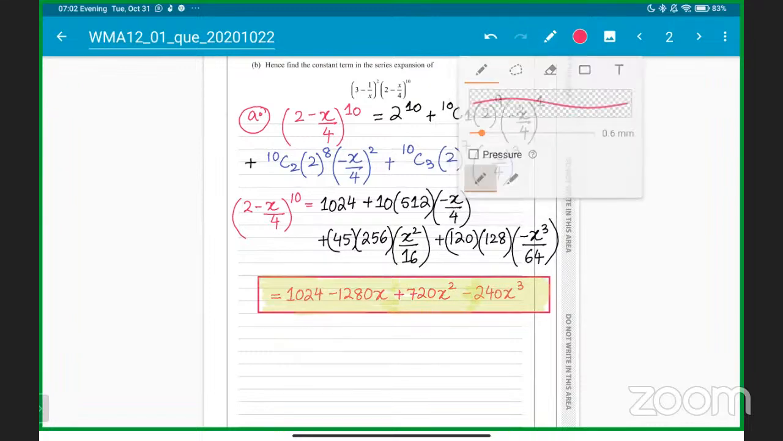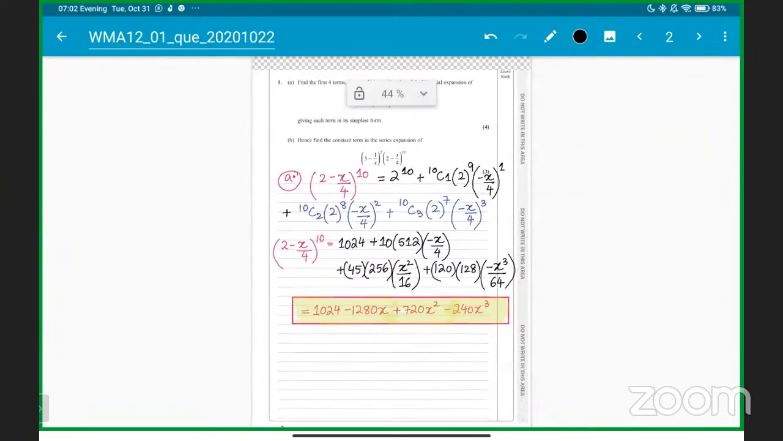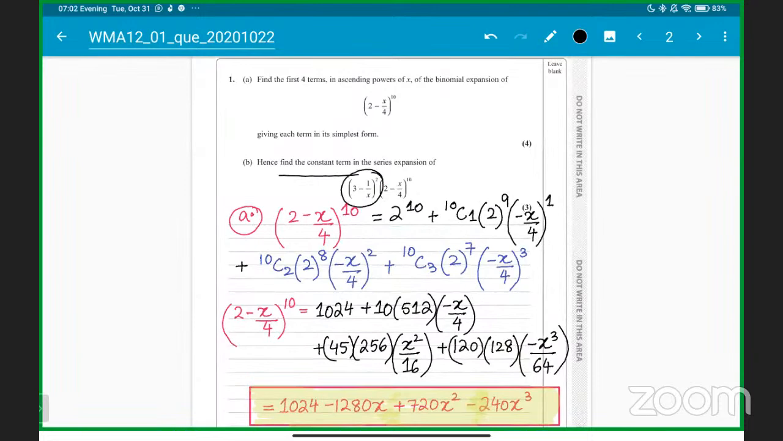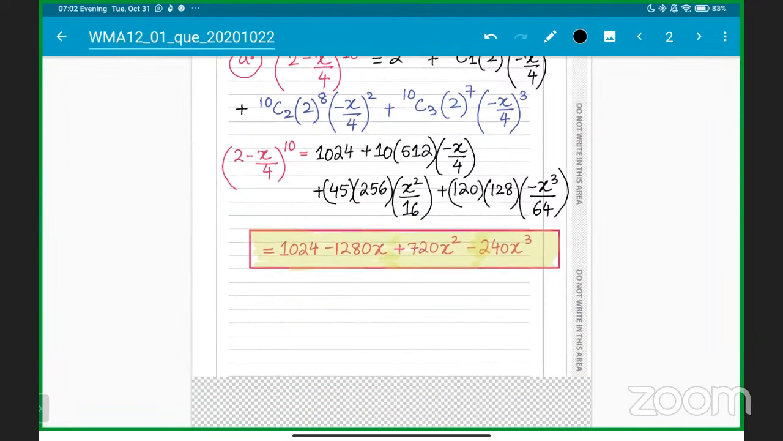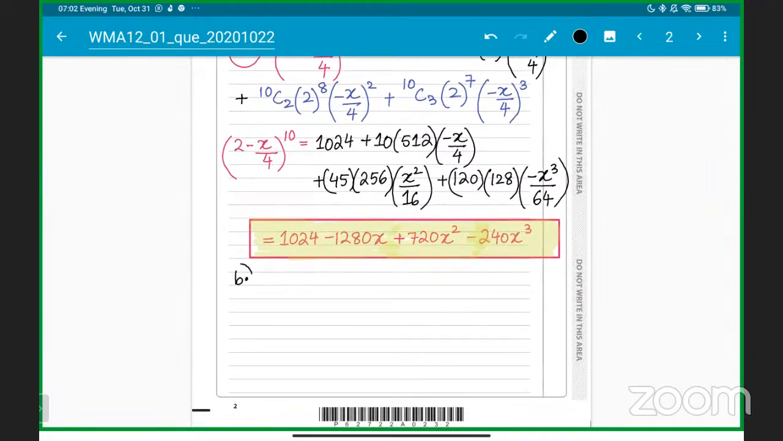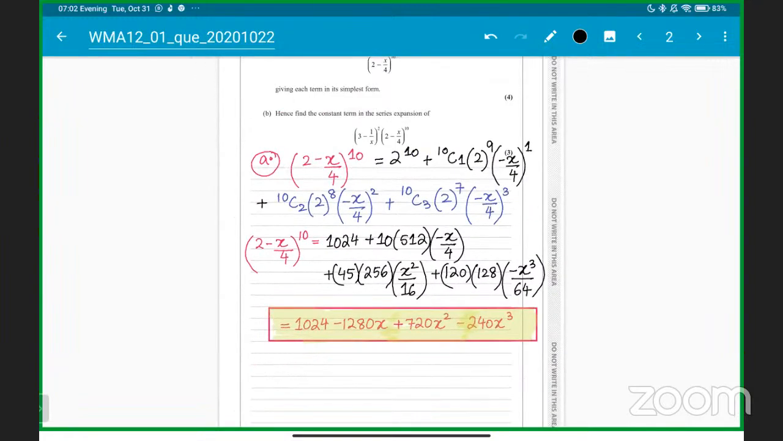So we got this, and then we have part B. Hence, we have to open this one and multiply with this one. We have to find the constant term, which means that the x power will be 0. So let's try to do it here. Part B is the question, that is 3 minus. Let's do it on the next page.